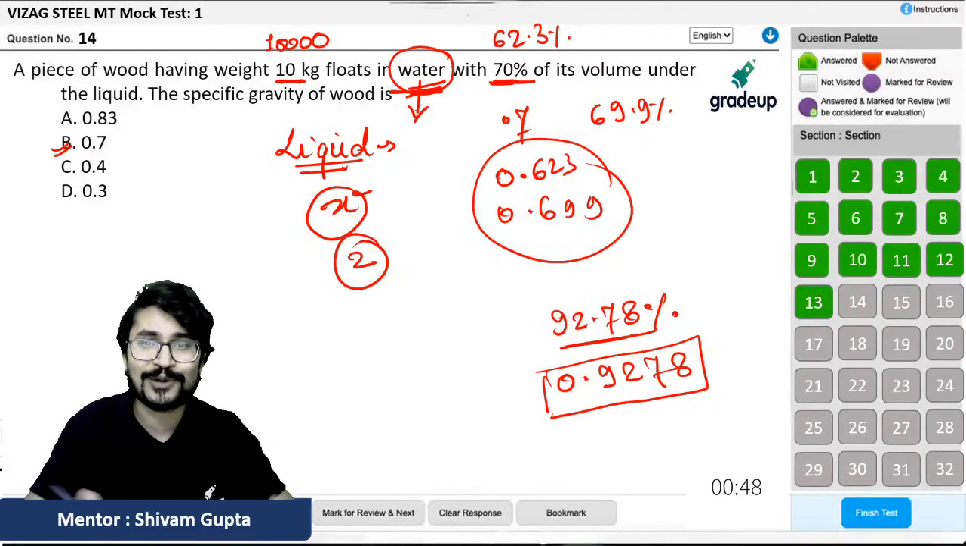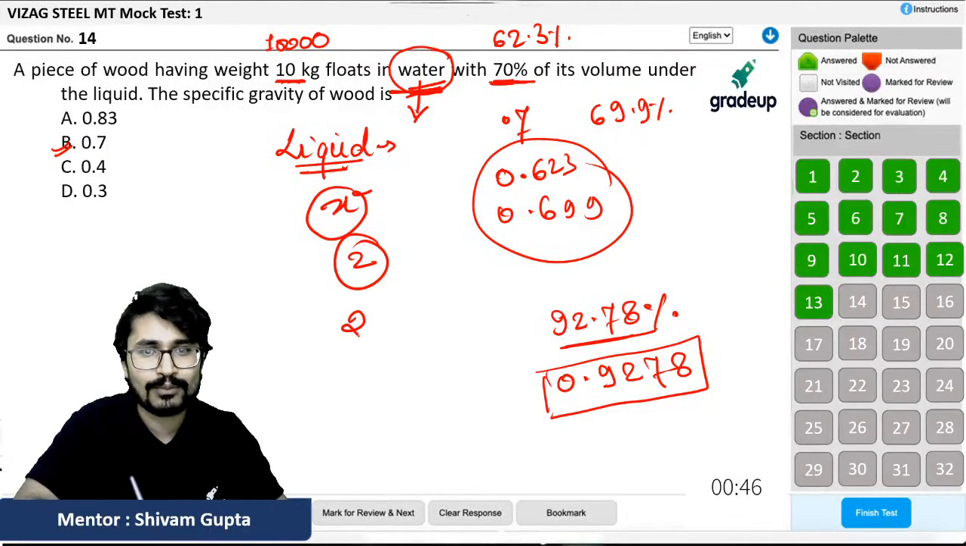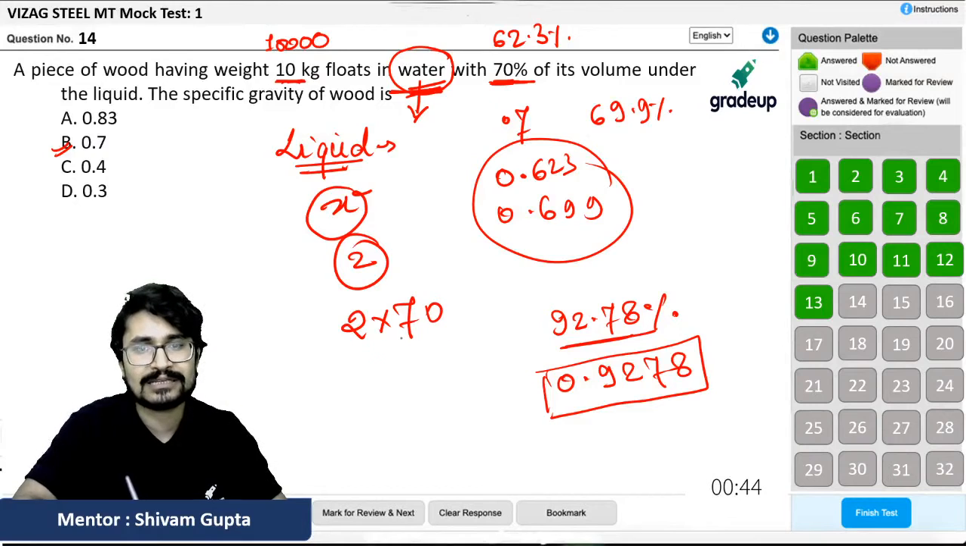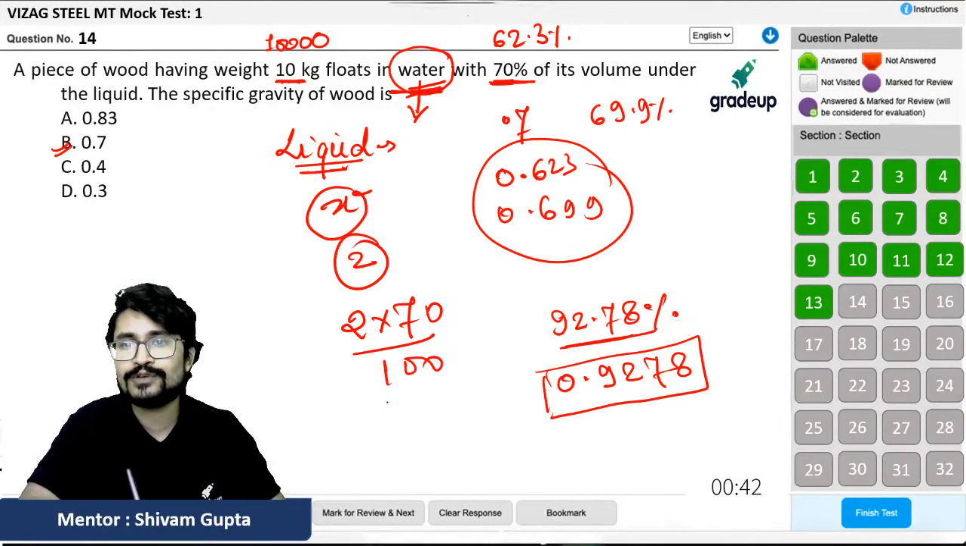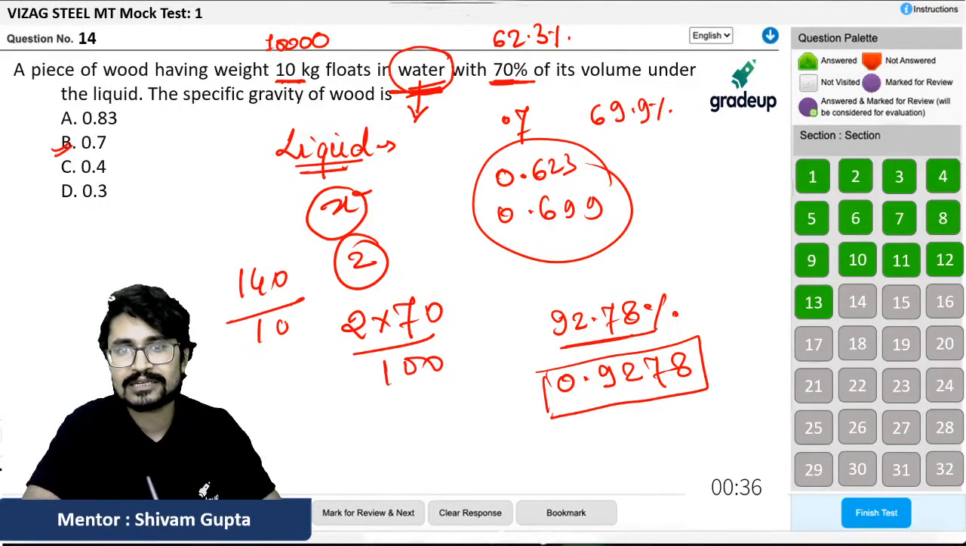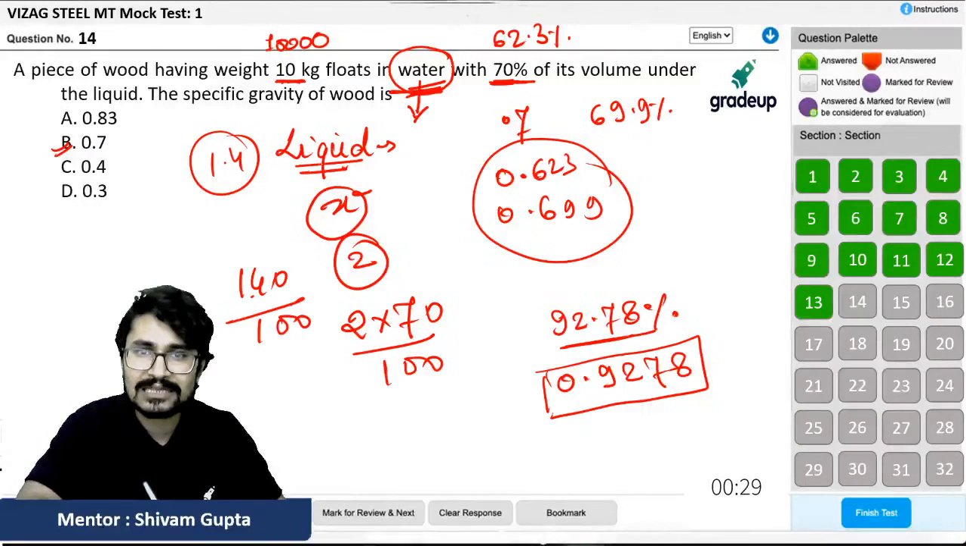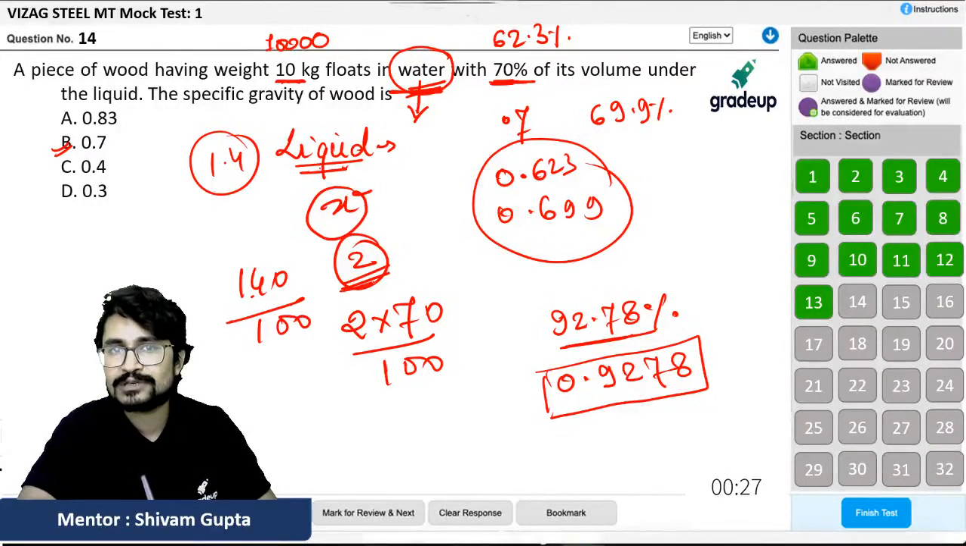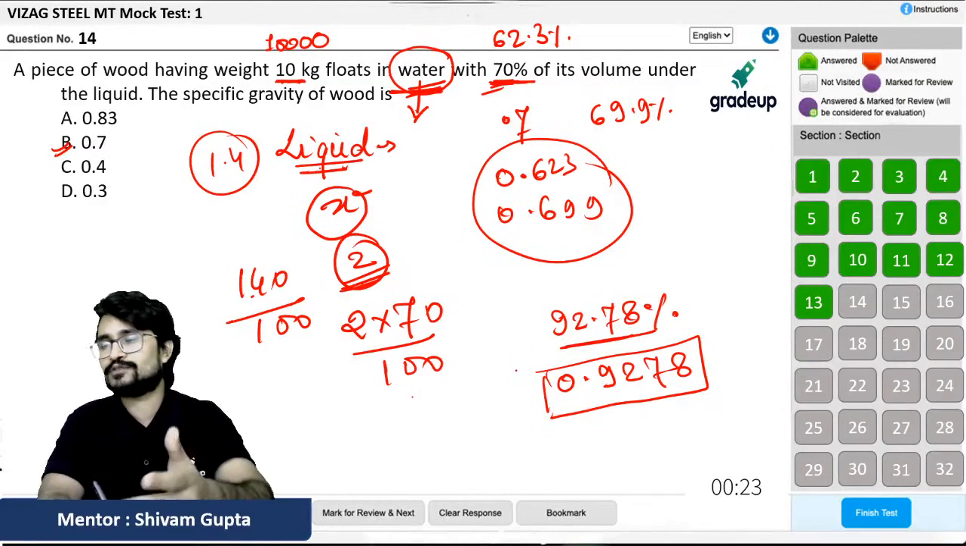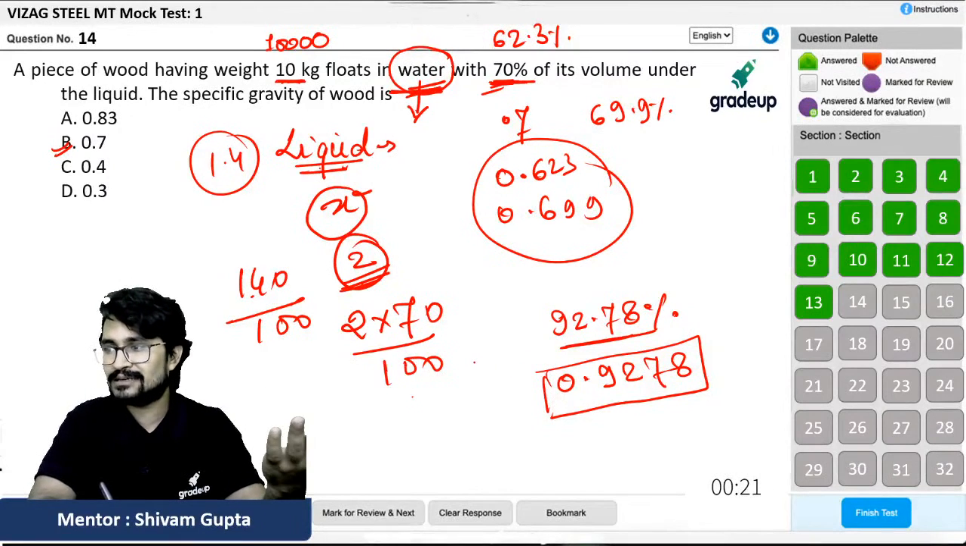You don't have to do anything special. You just have to multiply 2 into 70 divided by 100. So what will you get? 7 into 2 is 14, so 140 divided by 100, you will get 1.4, right? If there is any other liquid, you have to take the specific gravity of that liquid multiplied by the percentage divided by 100. You will get the answer, right?